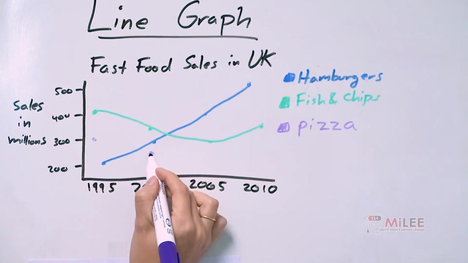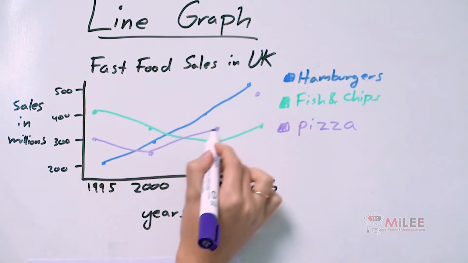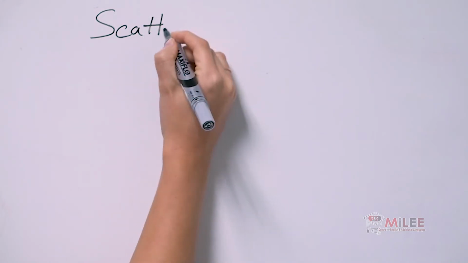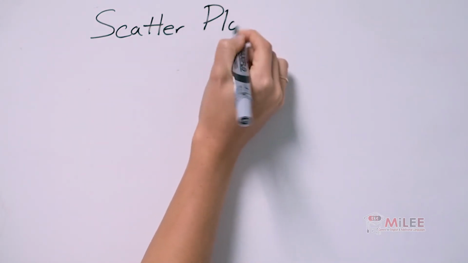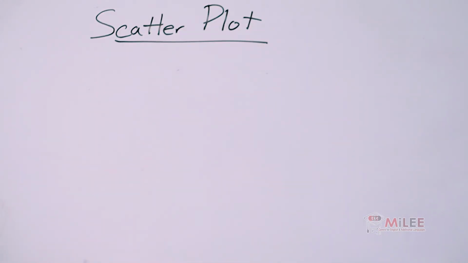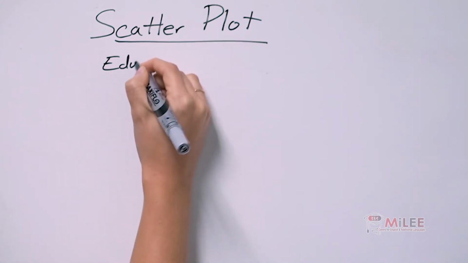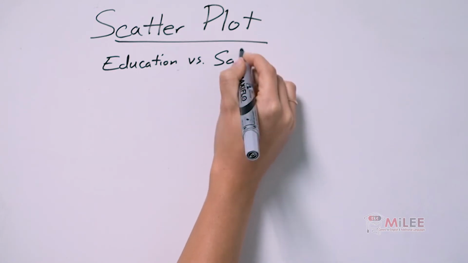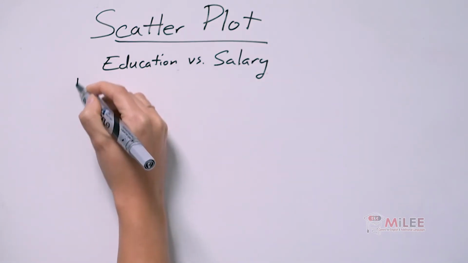The final type of graph we are going to discuss today is a scatter plot. Unlike a line graph, a scatterplot is best to use when the relationship between the two quantitative variables is unsure. You plot the data to figure out how the two variables are related to each other.